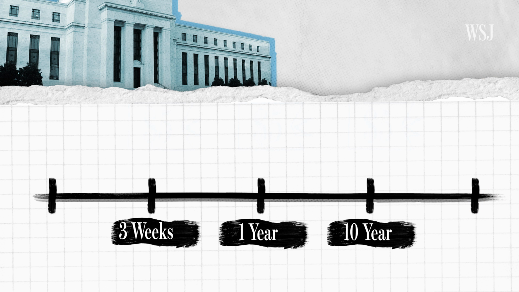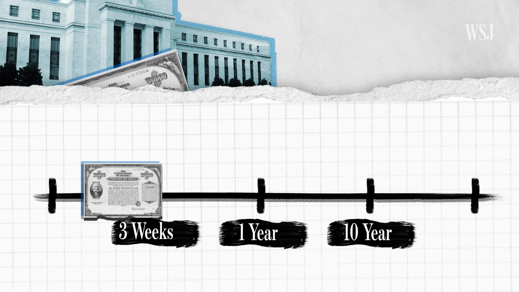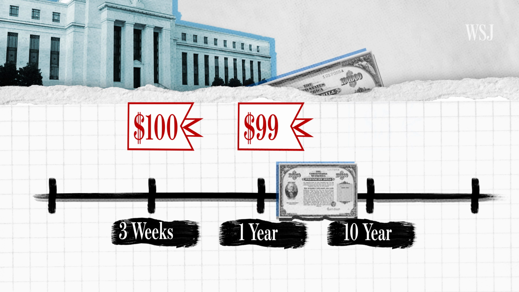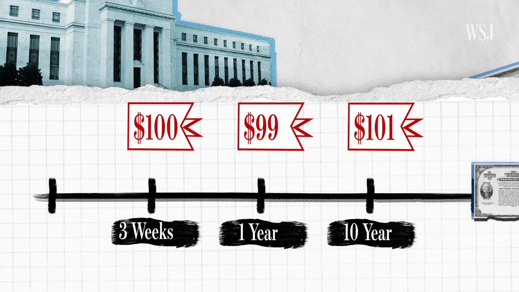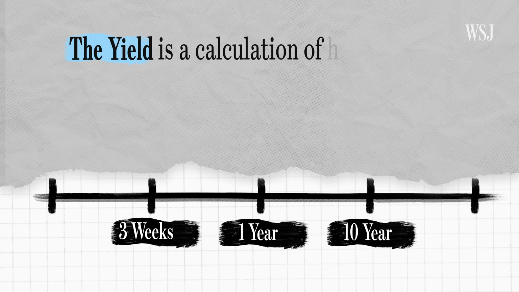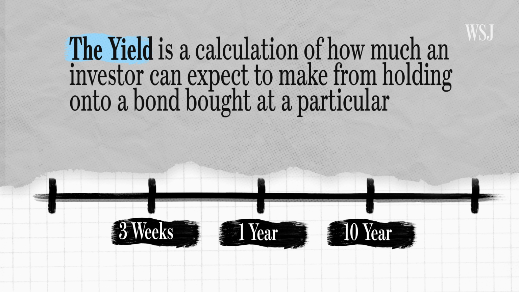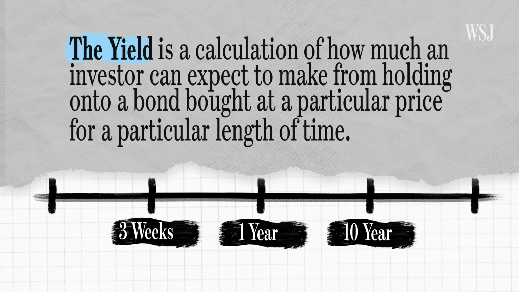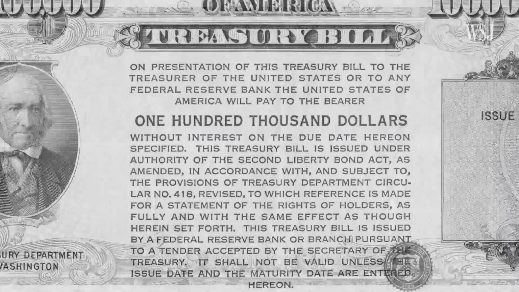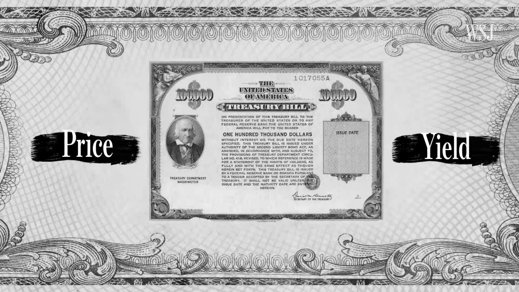But bonds are often bought and sold on the secondary market. Their prices fluctuate, which affects what an investor can expect to earn. The yield is a calculation of how much an investor can expect to make from holding onto a bond bought at a particular price for a particular length of time. The yield of a bond is inversely related to its price.